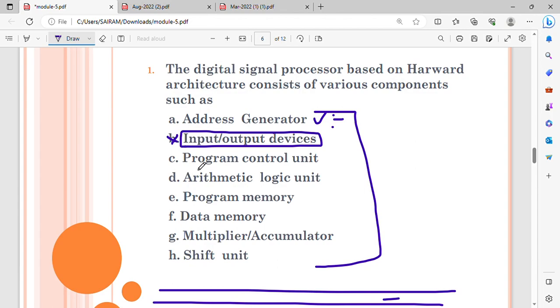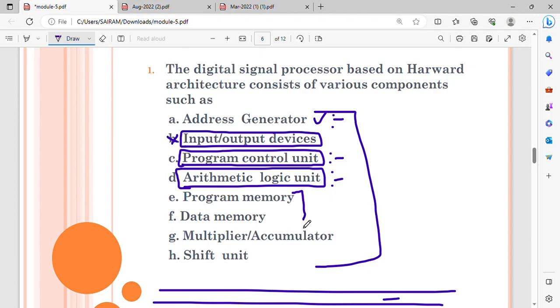And you're supposed to write with respect to the arithmetic and logical unit. So what is the arithmetic and logical unit? It's used to perform arithmetic and logical operations. Correct? And then you're going to write with respect to the program control unit. So what did I say about the program control unit? It is going to fetch the instruction from the memory, decode the instruction, then execute that instruction and store back to the memory, right? And then you are supposed to write with respect to program memory and data memory, right?